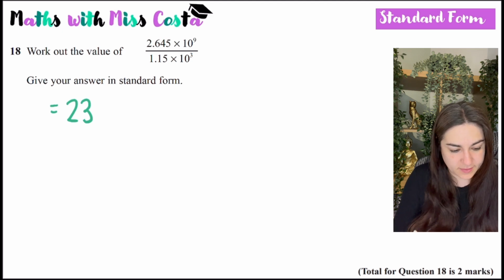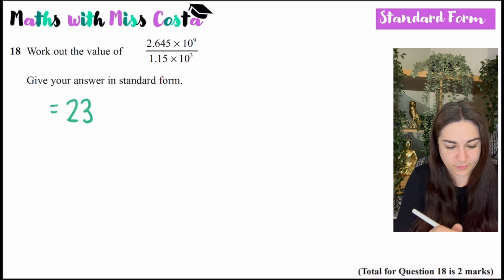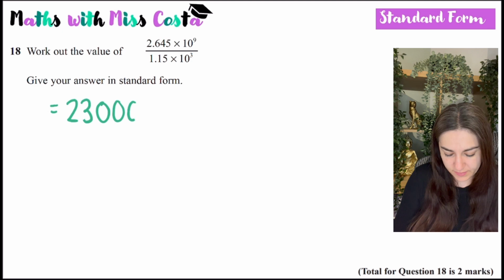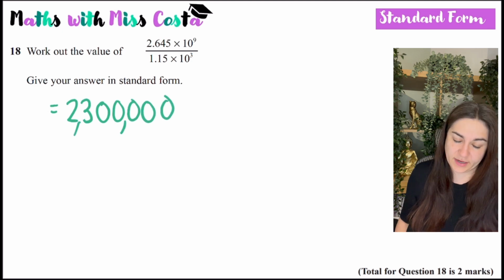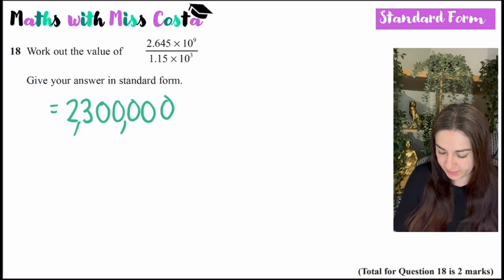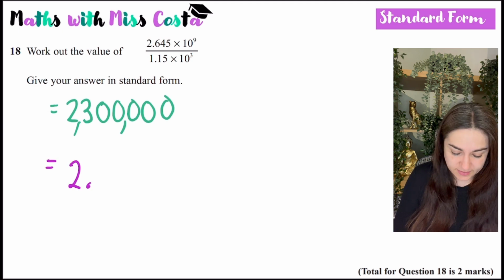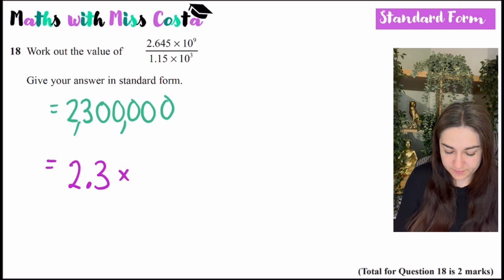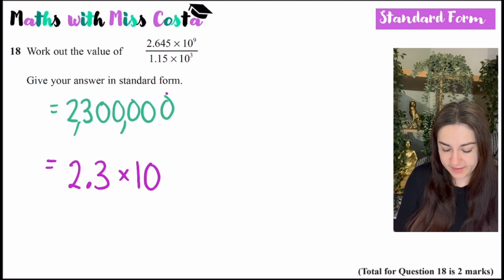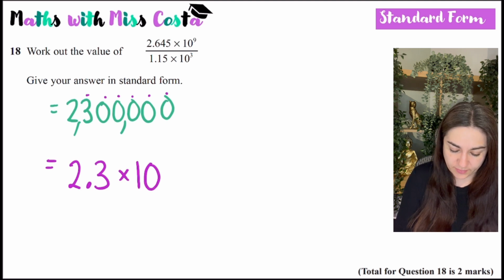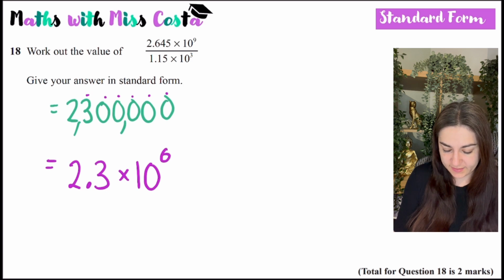2, 3, and then 5 zeros. So that's 2,300,000. Now to put something in standard form, I write it as a number between 1 and 10. So that would become 2.3. And then times by 10 to the power of 1, 2, 3, 4, 5, 6.